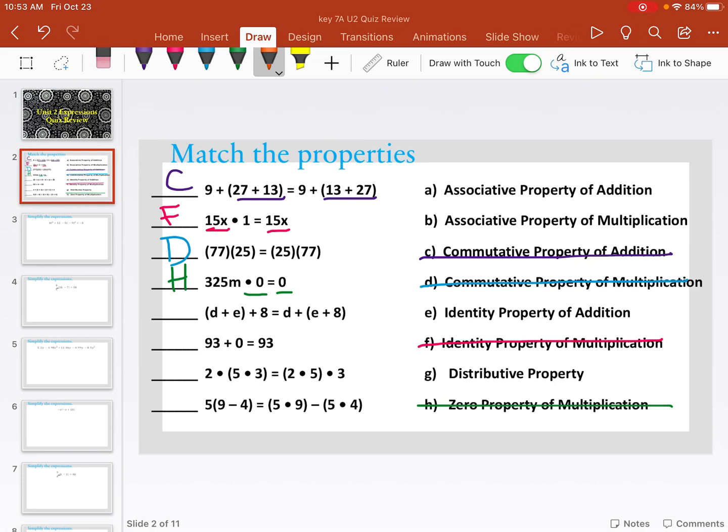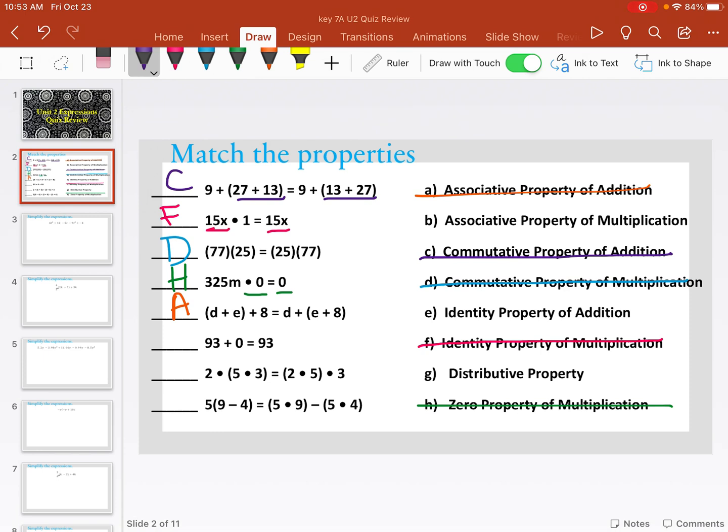Next one, in parentheses, D plus E plus 8. And on the other side, D plus, in parentheses, E plus 8. So this time the order stayed the same, D, E, 8, D, E, 8. The only thing that changed is what was inside the parentheses. This is your love triangle, right, where who they're associated with, that's what's changing. So associative property of addition, A.